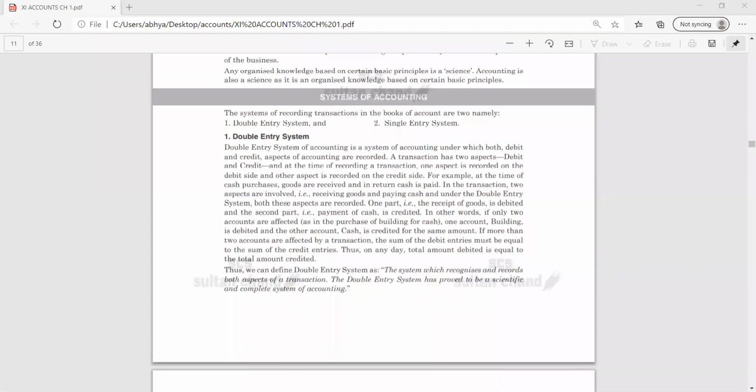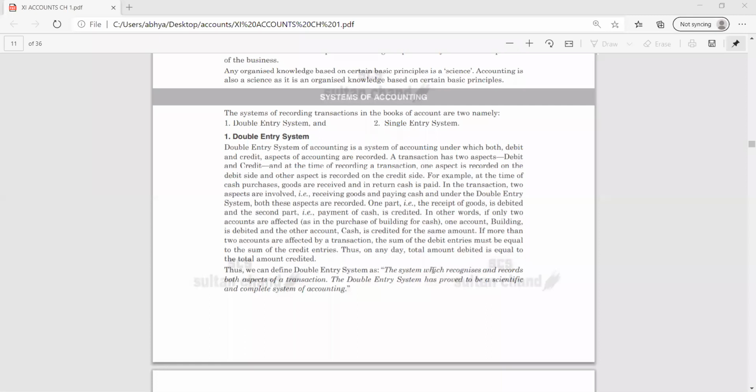Very good, students. So this is all about the double entry system. So in short, you can write that double entry system is a system which records both the aspects of every transaction. Both aspects means every transaction has two aspects, debit and credit. So at the time of recording a transaction, both aspects are recorded. One aspect is recorded on the debit side and the other aspect is recorded on the credit side. So you can take many examples to prove this.